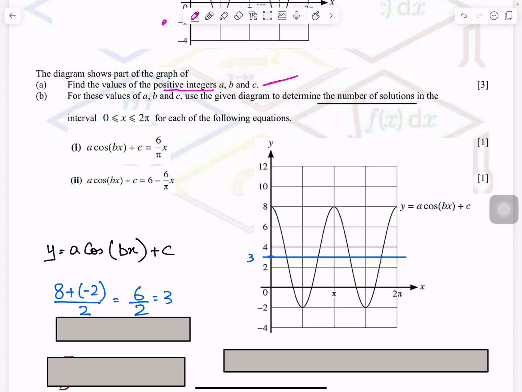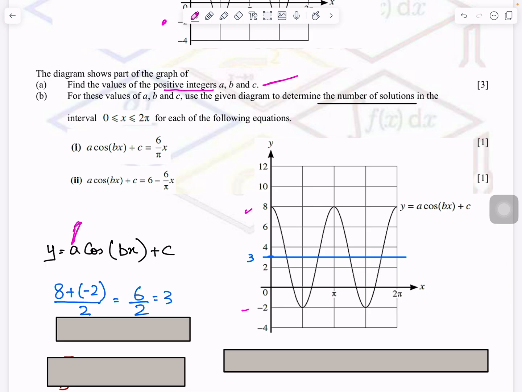You can add 8 and -2 and divide it by 2. This is the way we find out the mid value. So I got my axis of the curve is 3. It means C is 3, right? You have found one value. Then you have to find out A.